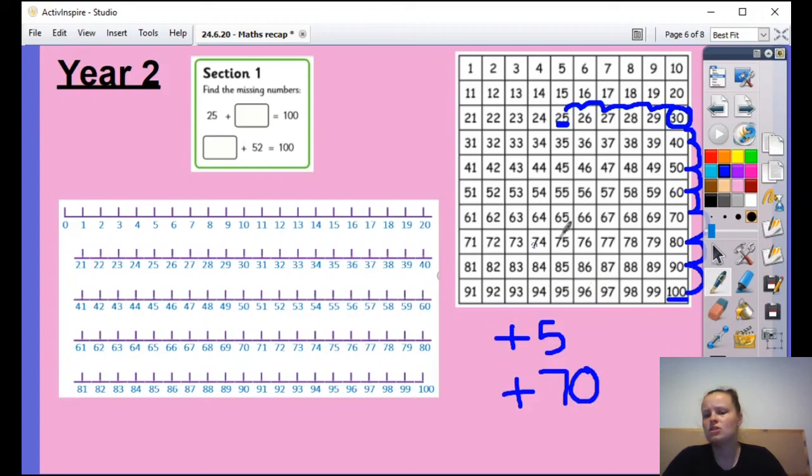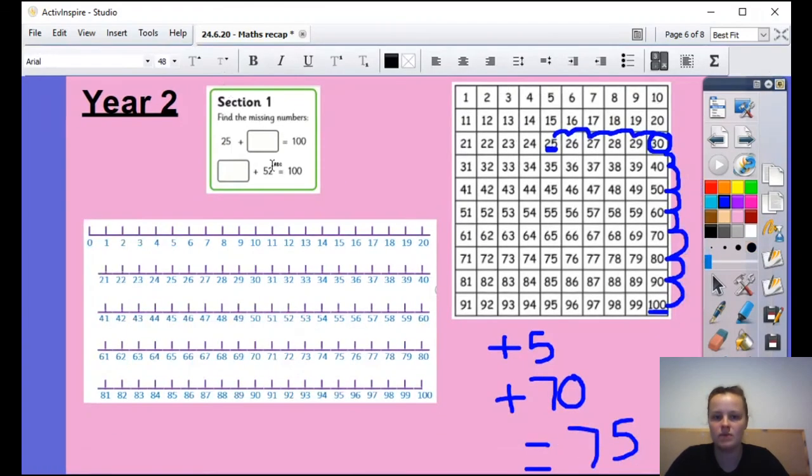No, so what do we need to do now? We need to add these two numbers together. So what's 70 add 5? Or 5 add 70? It equals 75. Fantastic. So our answer to go in the box up here would be 75.